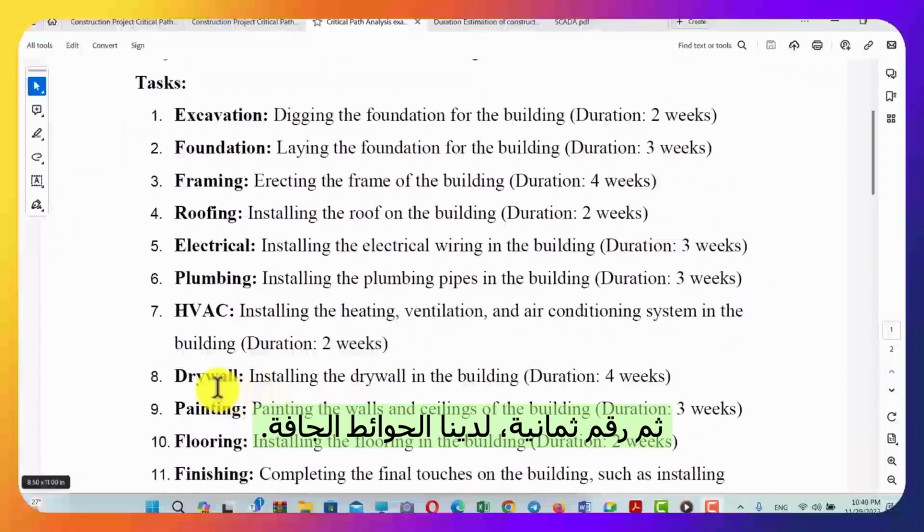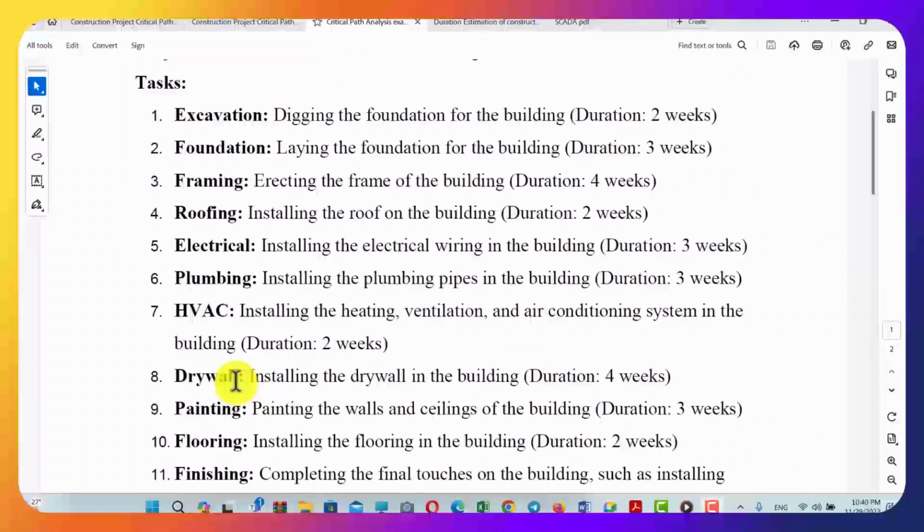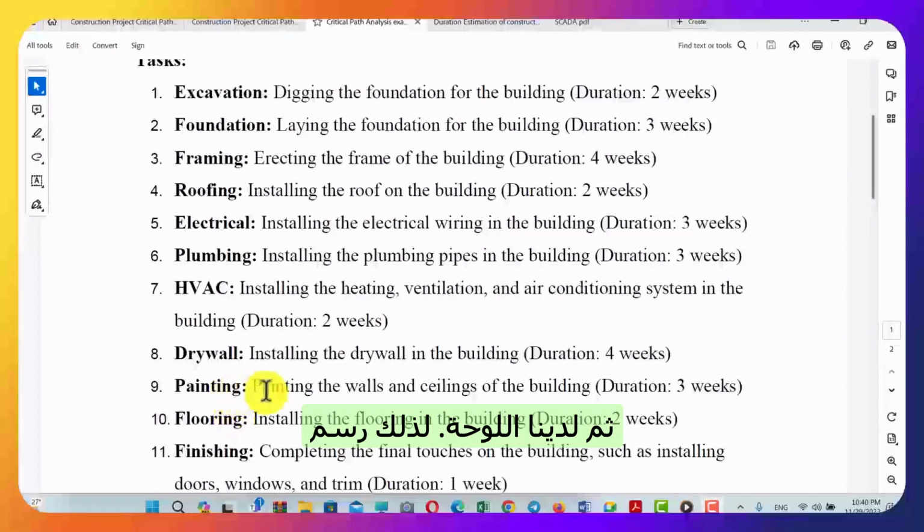Then number 8, we have the drywall. Sometimes this is called the gypsum board or the false ceiling. It's installing the drywall in the building. We estimate the duration of this activity to be 4 weeks. Then we have painting, so painting the walls and ceiling of the building, and we estimate the duration of this activity to be 3 weeks.